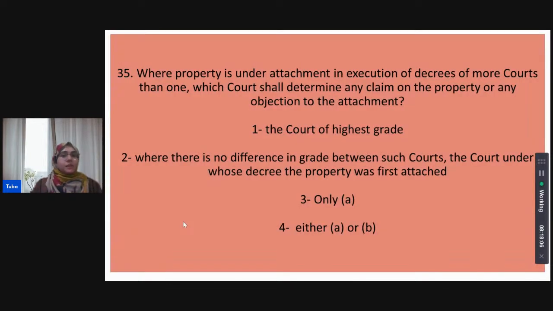Where property is under attachment in execution of decrees of more courts than one, which court shall determine any claim on the property or any objection to the attachment? Is it that the court of highest grade will be allowed to do it? Or where there is no difference in grade between the multiple courts, the court under whose decree the property was first attached will be allowed to determine the claims or objections. Is it only A or is it either A or B?